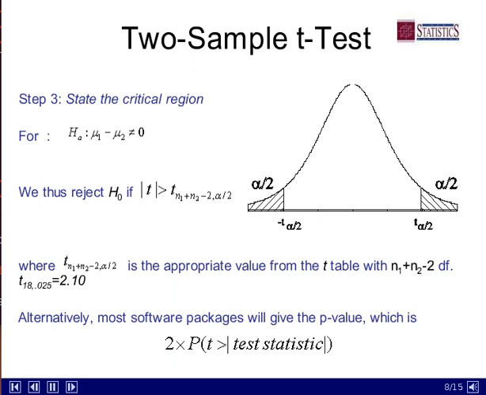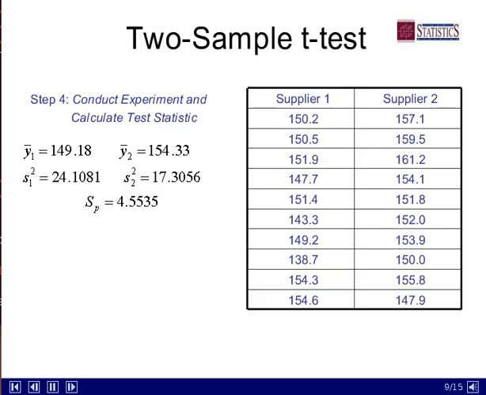Alternatively, most software packages will calculate the p-value instead, and the p-value will simply be the probability that we're bigger than the absolute value of our test statistic. That forces us to the right side of the curve. We find that probability, and then we multiply it by 2 because we're splitting the alpha in 2, so that we can compare it directly to alpha.